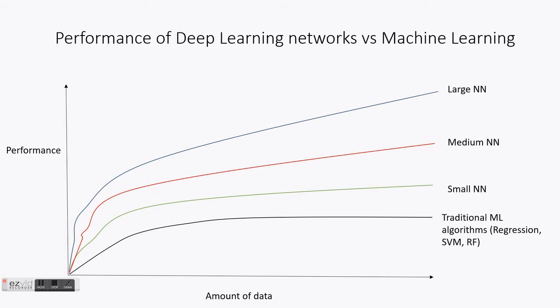If we plot the amount of data versus the performance in regular traditional machine learning algorithms like multivariate regression, support vector machines or random forests, as the amount of data increases, we will see that it performs pretty well initially, but after a point, even with increasing data, the performance plateaus. For small neural networks, the performance increases, but with more data it shows only a small appreciable increase. Medium networks increase linearly, and for large neural networks, there is almost a linear increase of the performance with increasing amount of data.